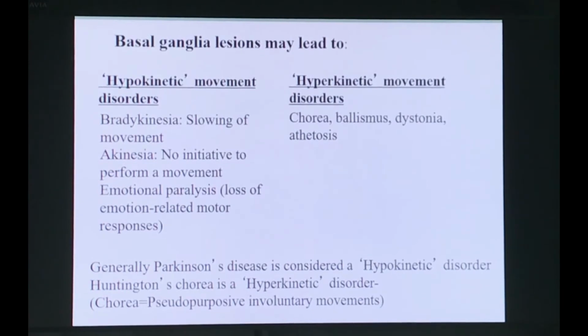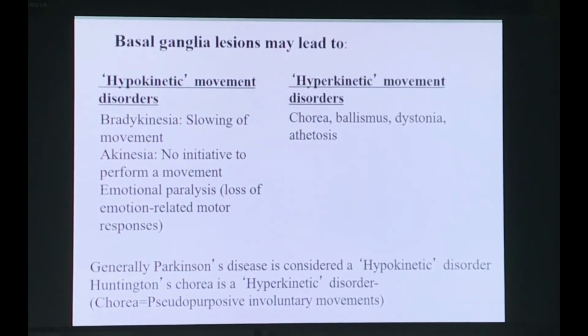So basal ganglia lesion may lead to hypokinetic or hyperkinetic disorders. As I mentioned earlier, in hypokinetic the direct pathway is compromised, so the patient will have difficulty in initiating the movement, so no initiative to perform a movement, or sometimes they might lag behind in initiating the movement. If there is no initiative, that's called akinesia. If they have slowness in the movement, that's called bradykinesia.